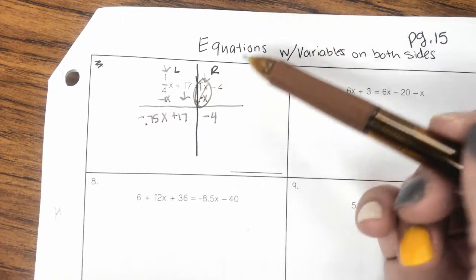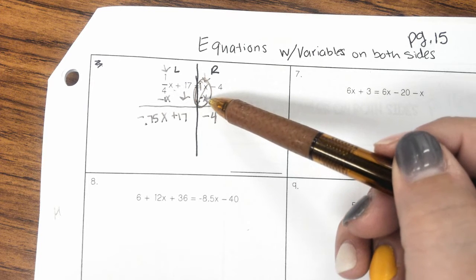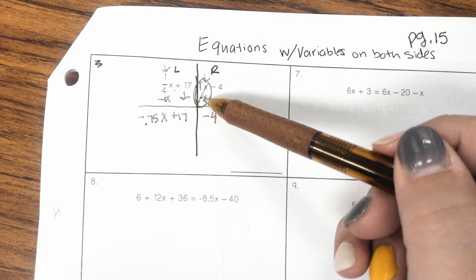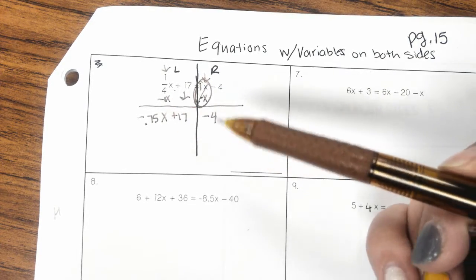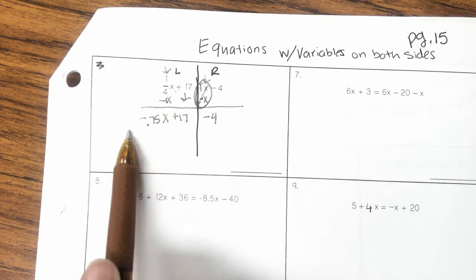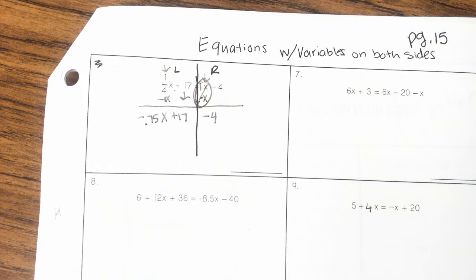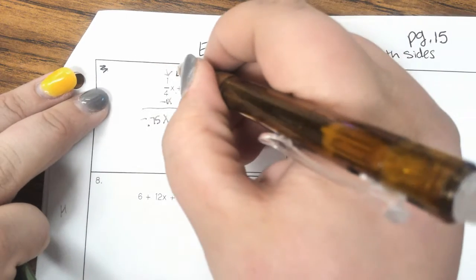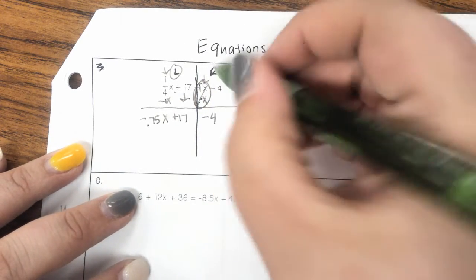So our very first step was to combine like terms, which was already done. The second step is to move all of our x's or variables to one side. So I took them away from the right side and moved them to the left side. Now I have the remaining equation, negative 0.75x plus 17 equals negative 4. After all of our variables are on one side, we're going to collect the constants or the plain numbers on the other. Well, my variables live on the left, so I want my plain numbers or my constants to live on the right.